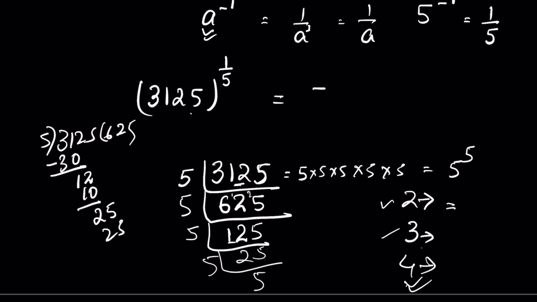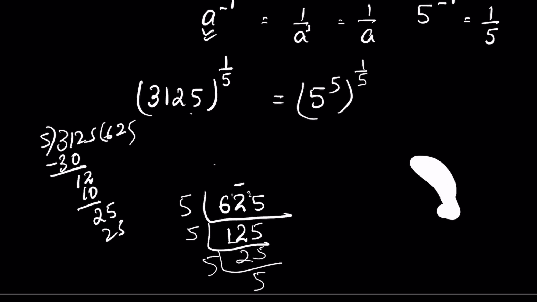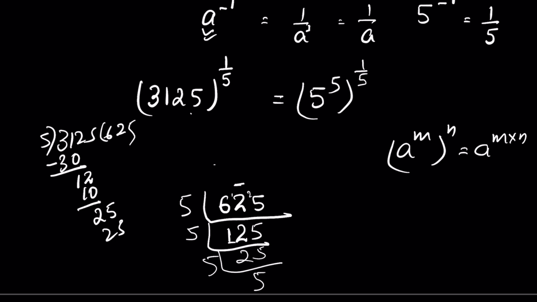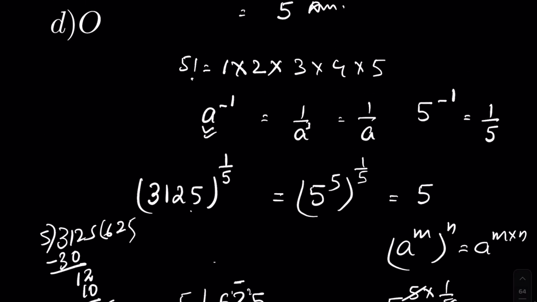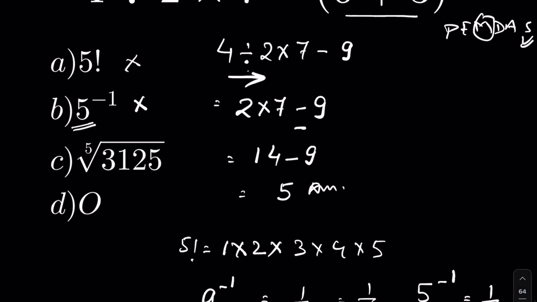So this we can write 5 to the power 5 whole to the power 1 upon 5. Now there is an identity where a raised to the power m whole raised to the power n is equal to a raised to the power m times n. So this will be 5 raised to the power 5 times 1 upon 5. Now this 5 and this 5 will get cancelled. So this is equal to 5. That means fifth root of 3125 is equal to 5. And our answer is 5. Therefore, correct answer is 3125 under fifth root.